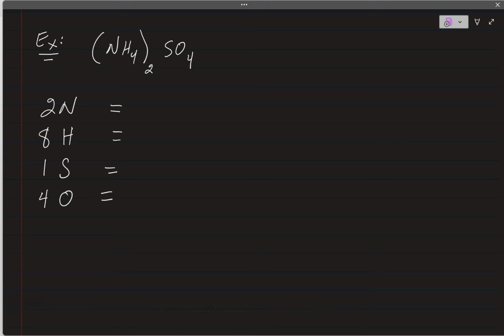And then we're going to go ahead to the periodic table and extract all the atomic mass for all of these and then write them all up. But I'm going to leave you to do that, but it's very easy. So 2 times the atomic mass of nitrogen, which is 14. 8 times 1, that's the atomic mass of hydrogen. 1 times 32, let's be a little bit more accurate, 32.1 gram. That's the atomic mass of sulfur.